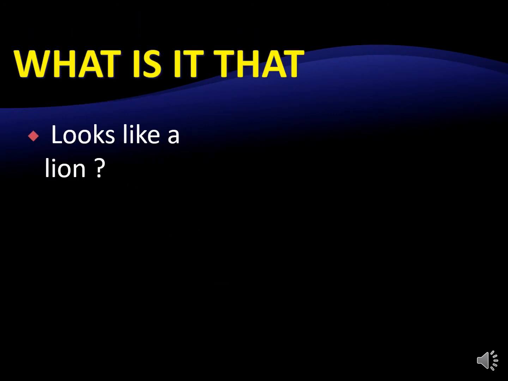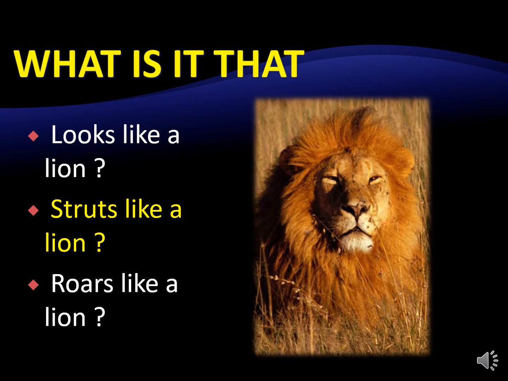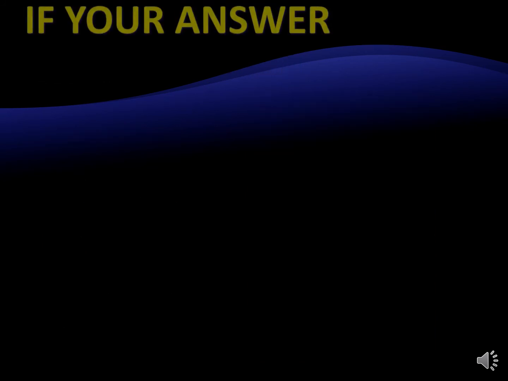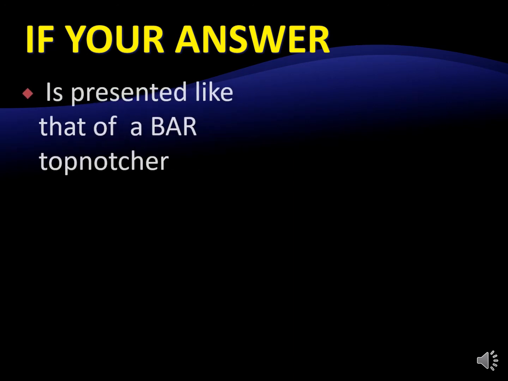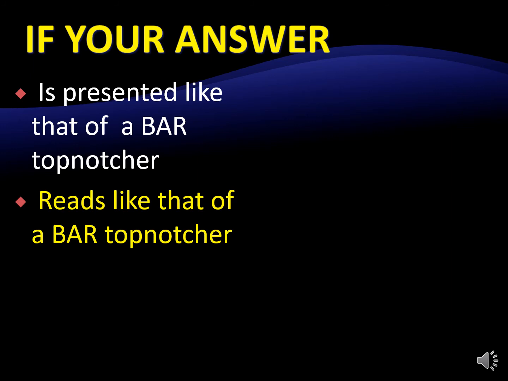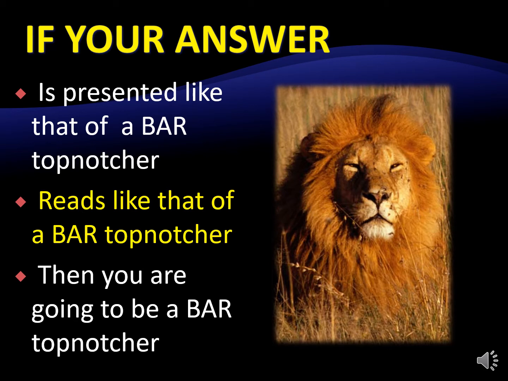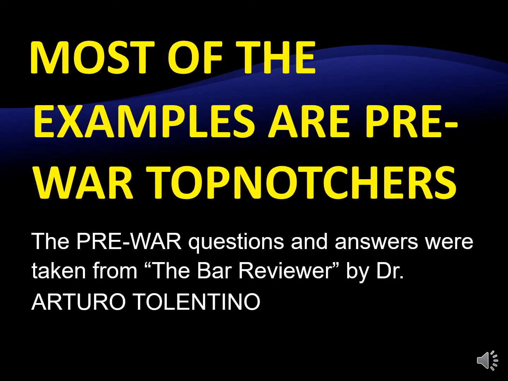Let me ask you the question now. What is it that looks like a lion, struts like a lion, and roars like a lion? Of course, it is a lion. And therefore, if your answer is presented like that of a bar top notcher, reads like that of a bar top notcher, then you are going to be a bar top notcher. So in our examples, we're going to use answers of bar top notchers. And the examples are mostly pre-war bar top notchers.